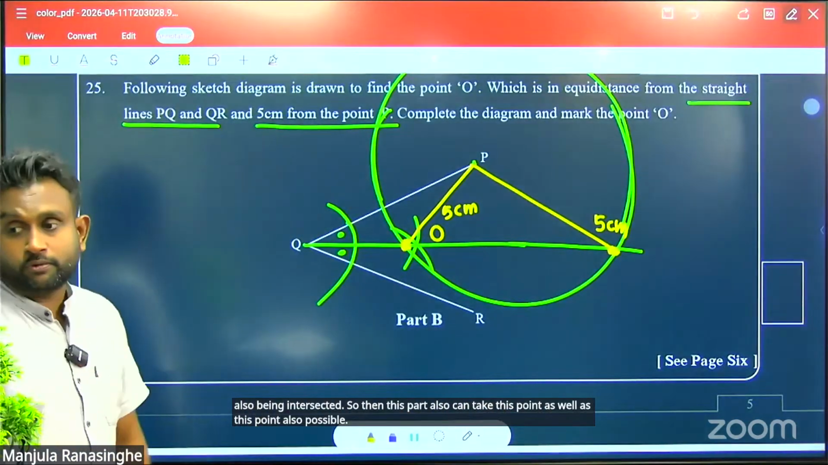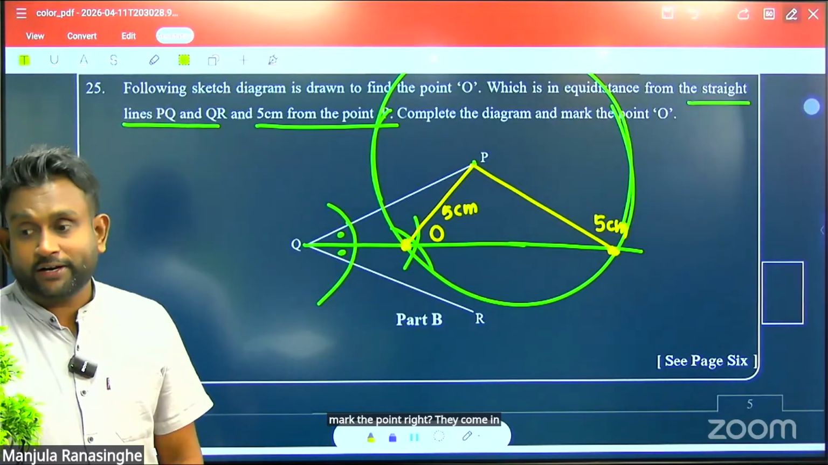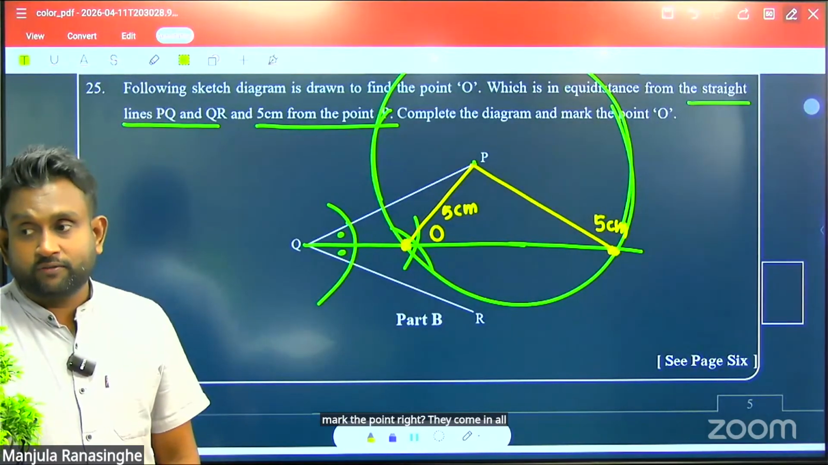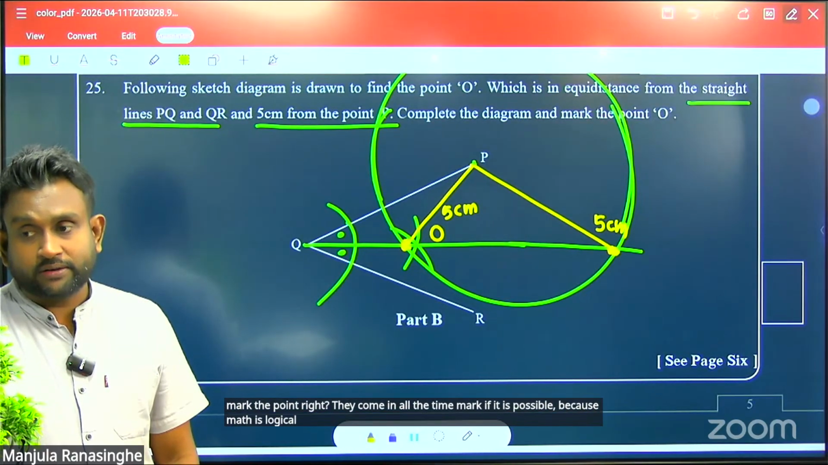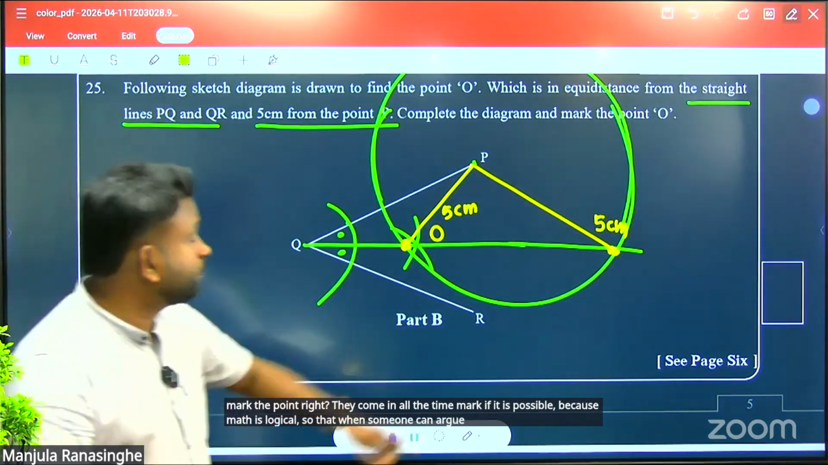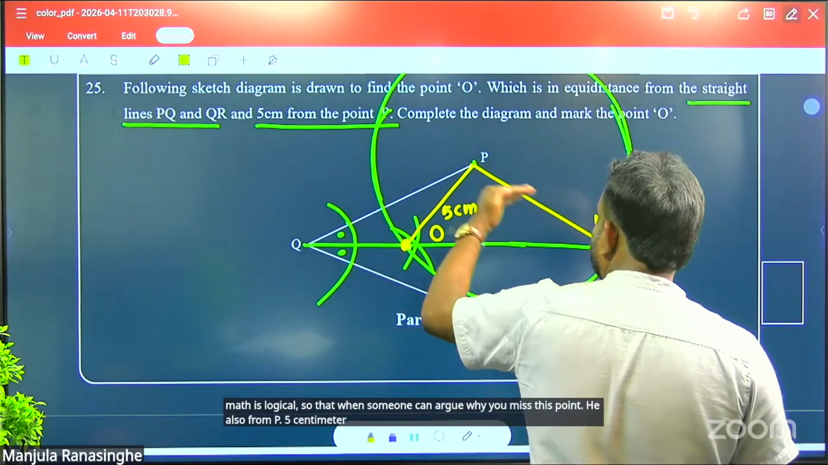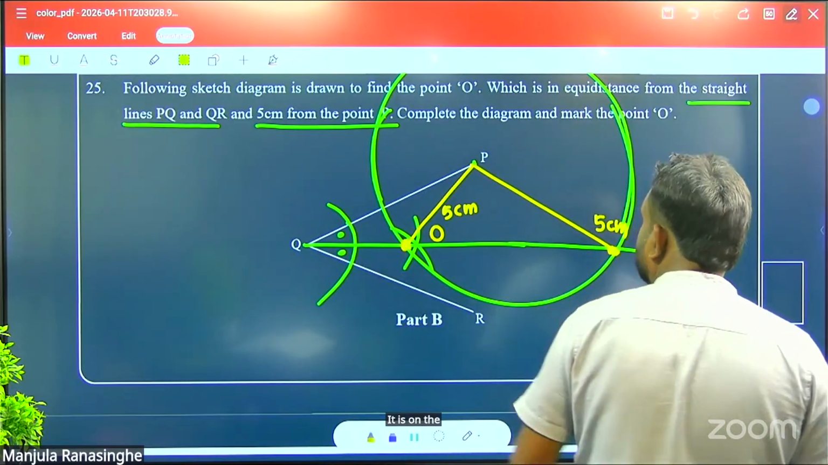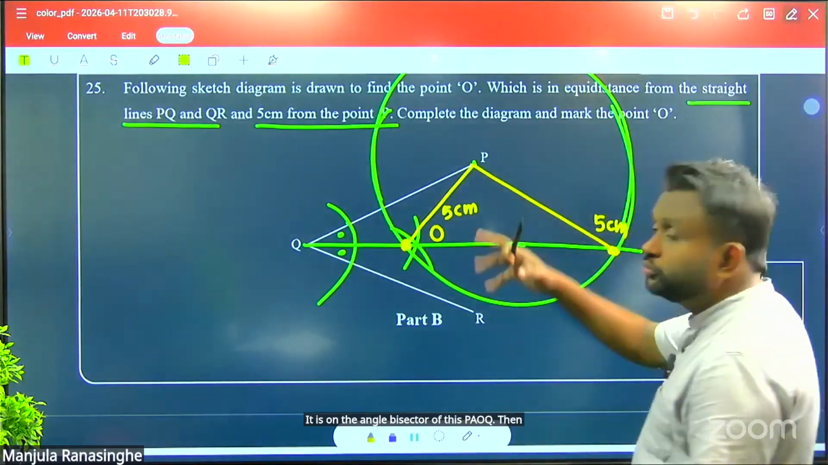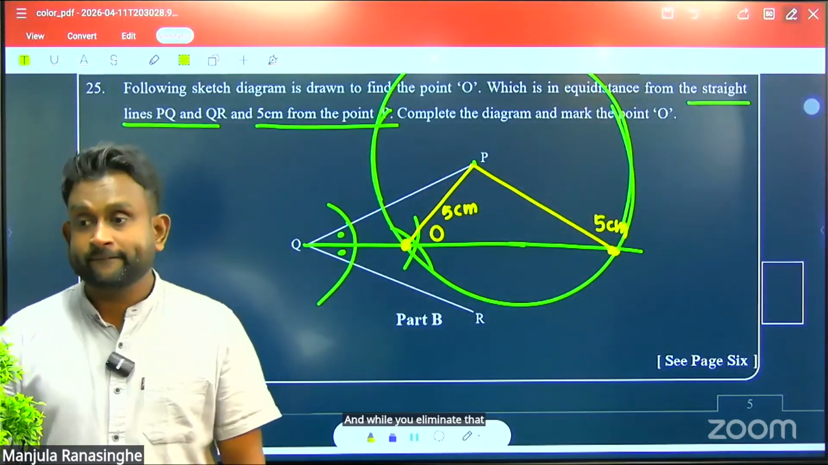Mark the point, right? Is it clear? Many people do not mark both of these. But all the time mark if it is possible, because maths is logical. So someone can argue why you missed this point. He also is 5 centimeter away from P, as well as on the angle bisector of this POQ. Then that satisfies both requirements. Then why do you eliminate that point? Okay, right.